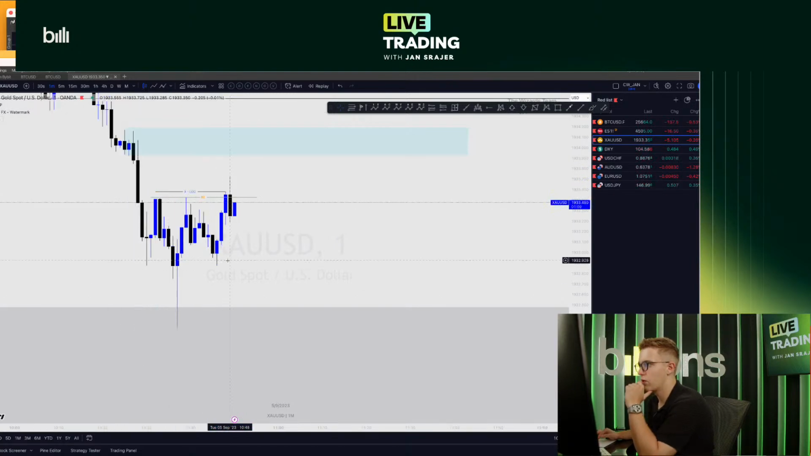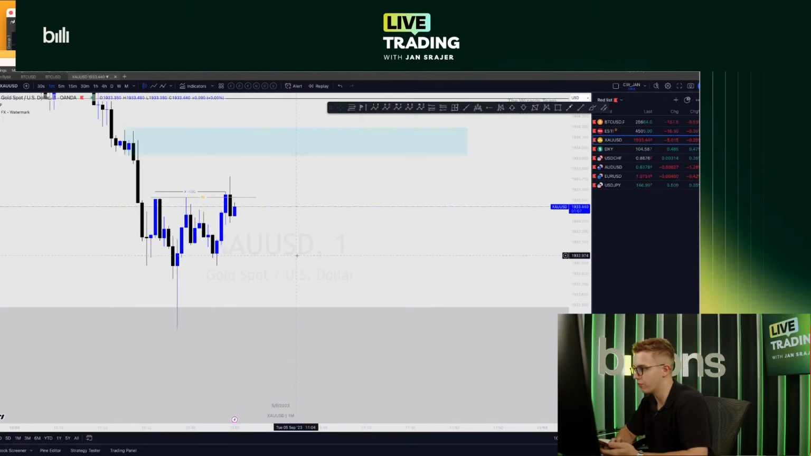Guys, local liquidity formed here. I'm gonna move my stop loss to break even now, because this candle formation doesn't look great at all. So 1932.52 is my break-even stop loss at the moment.